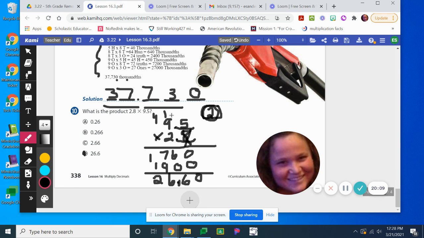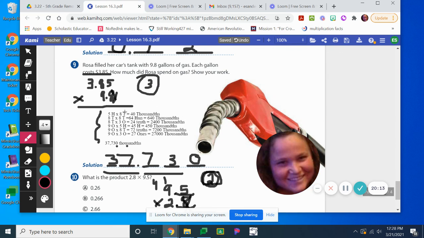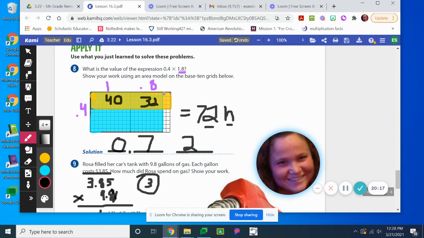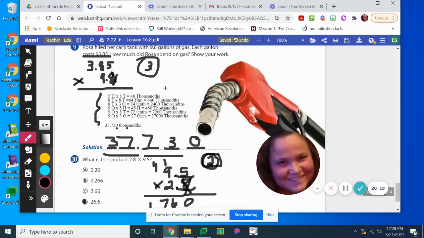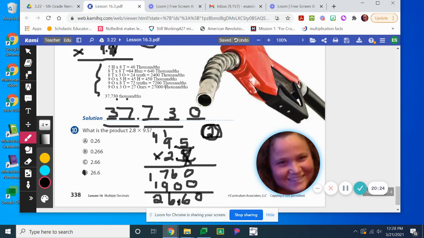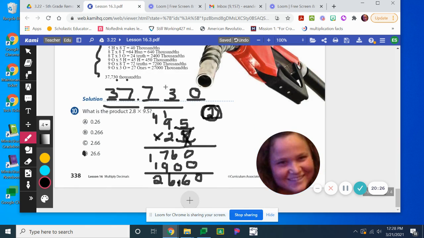Okay, this is a little bit easier in my opinion, but if you like the partial products, you're totally more than welcome. If you like to do it this way with your grids, you're also more than welcome. Now on your homework today, these are 3 different ways that you can do your problems. So when it says show your work, I expect you to show your work a different way.